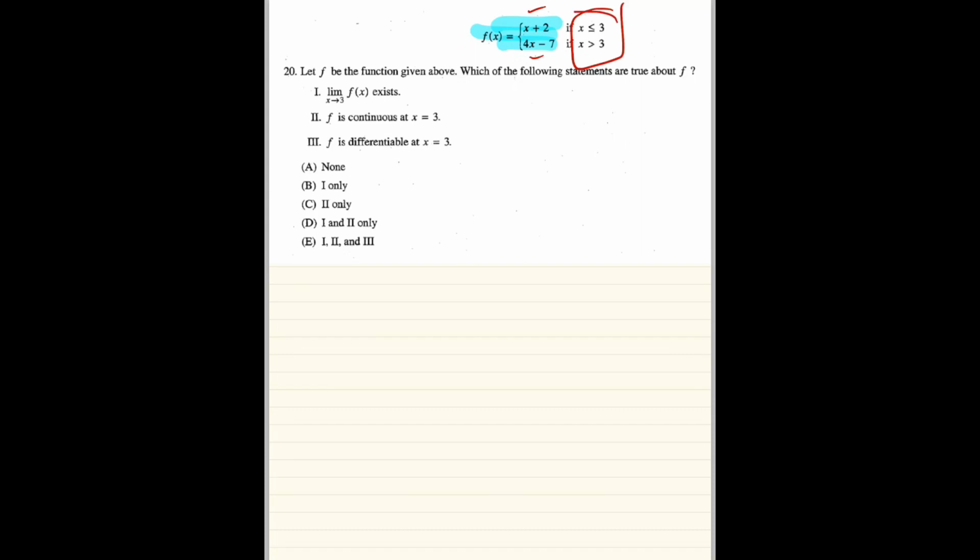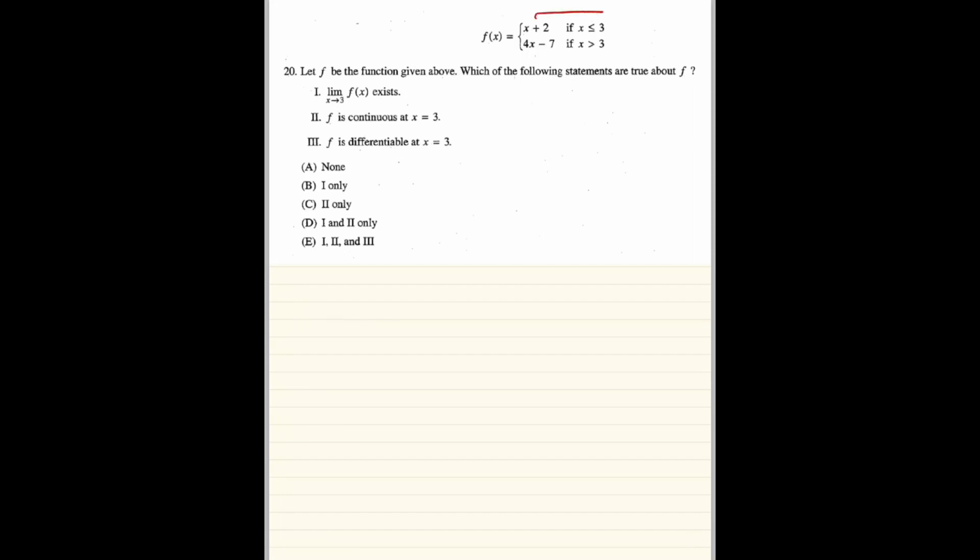Let's see what happens when you put 3 there. You get 5. Let's see what happens when you put 3 there. You get 5. There's also an equal sign. So guess what, guys? The limit exists. It's continuous as well.